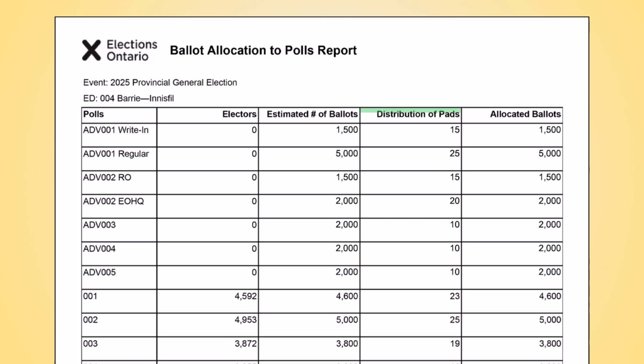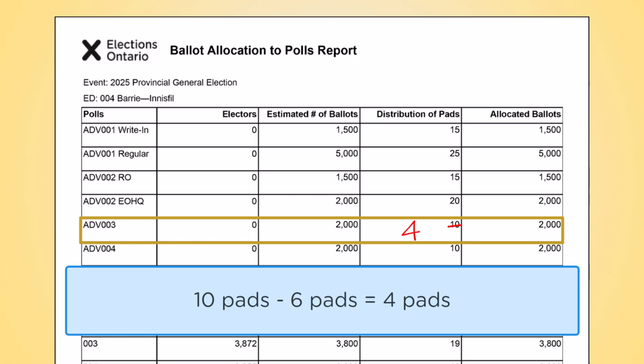Begin by adjusting the distribution of pads for the poll from which you are reallocating ballots. Cross off the original number, subtract the amount of pads you are reallocating, and write in the new number. In this case, we would cross off the 10 in the distribution of pads column for ADV 005 and write in 4. 10 pads minus the 6 pads we are reallocating leaves 4 pads.